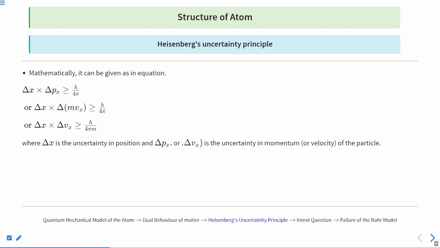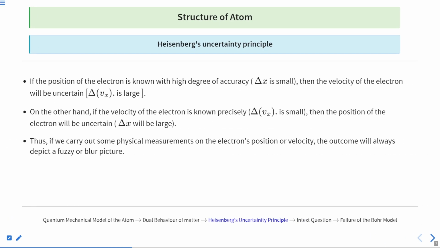We can go more fundamental, from momentum to position, and we can tell this. Now, if the position of the electron is known with a high degree of accuracy, suppose you are able to calculate the position of the electron very precisely, close to the accurate value, then you will see that the velocity will be very uncertain. Both of these are complementary to each other. So if one is high, the other will be low. If one is low, the other will be high.